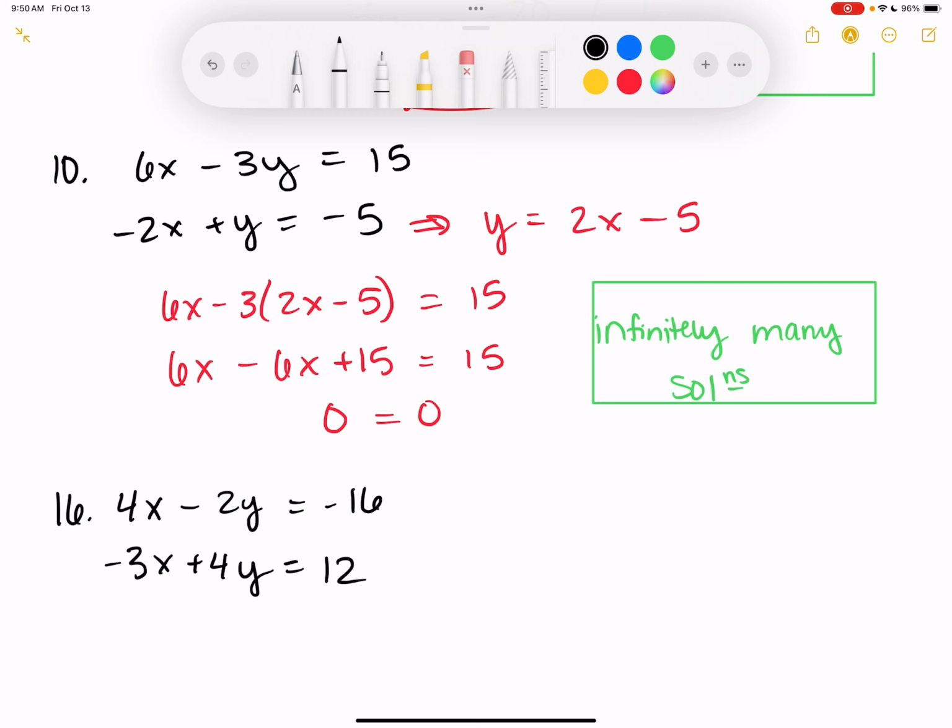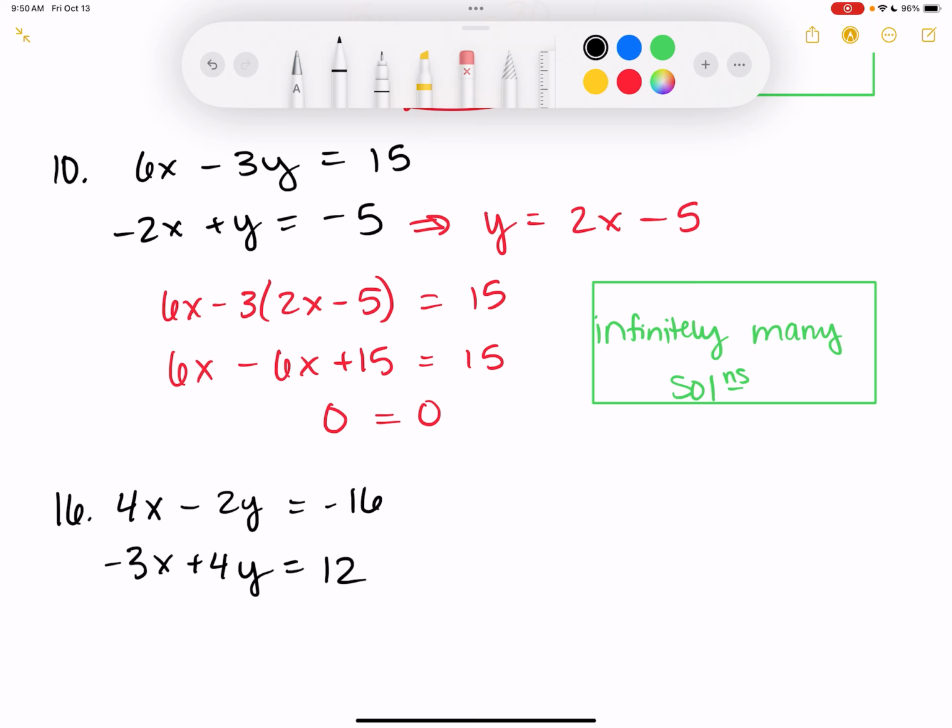Just the way that we get there is a little different now with elimination. So, elimination, I'm trying to eliminate a variable completely. What I'm looking for is a variable that I can multiply one equation by something and get it to cancel out that variable with the other equation. Sometimes you have to multiply both equations by something to get it to cancel.